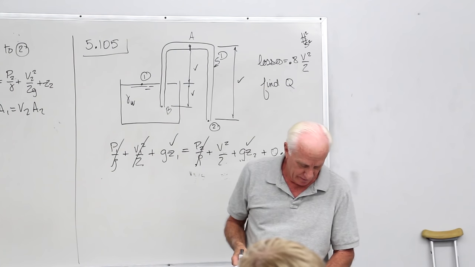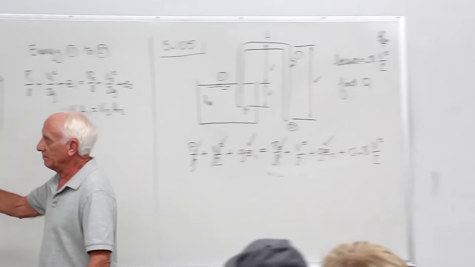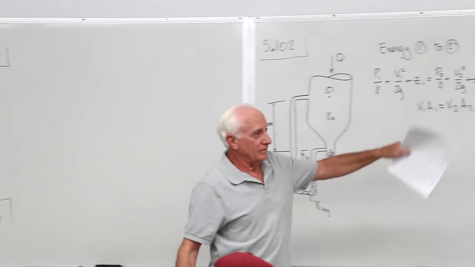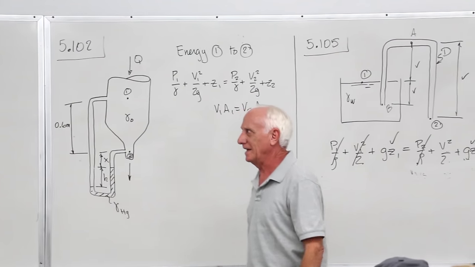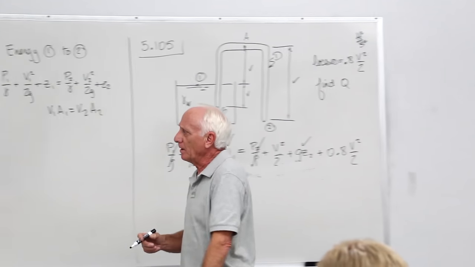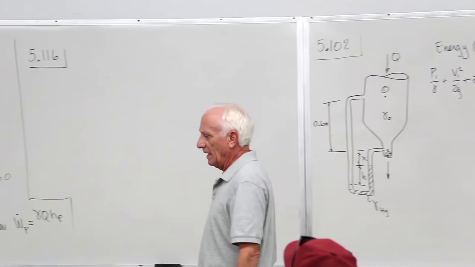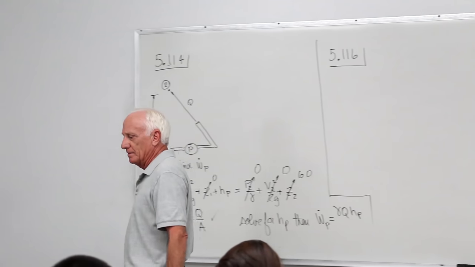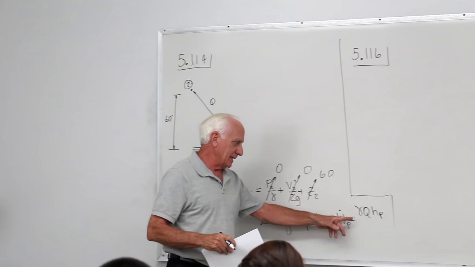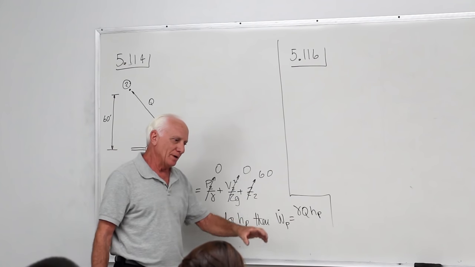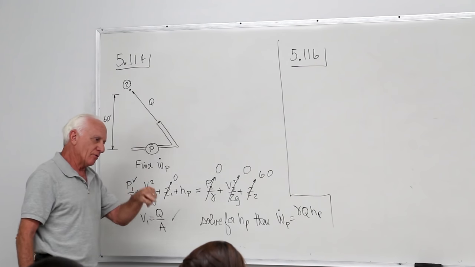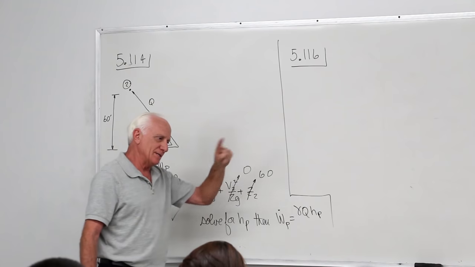Again, I can tweak this problem and tell you the losses in the hose are 0.8 V squared over 2g. You can just add stuff like that. It doesn't change the problem much. I could say if the pump efficiency is 80%, how much power must be provided to the pump? Because this power I get out of here is the power that the pump blades provide to the water. Well, what's the power required to rotate the pump blades in a centrifugal pump?